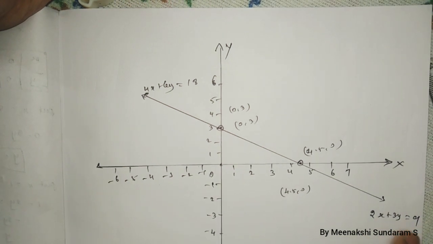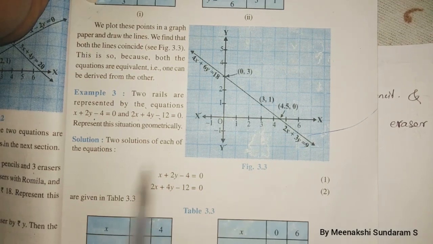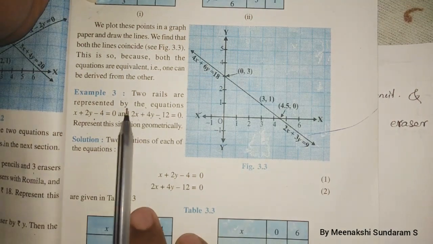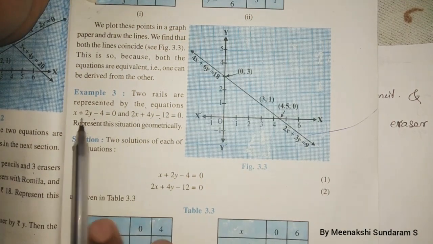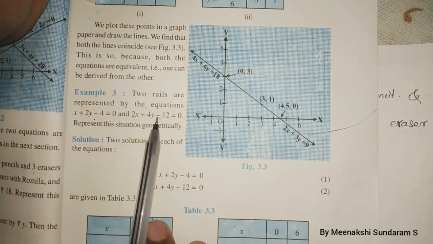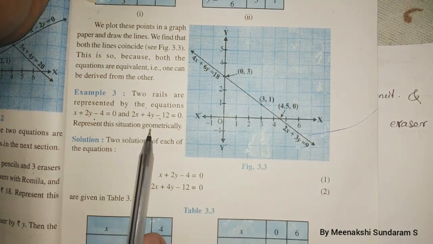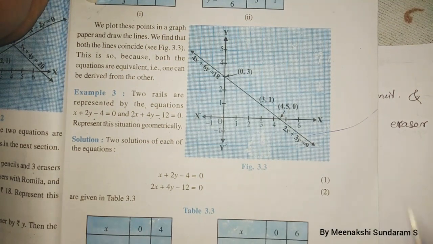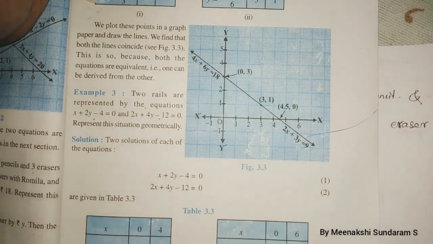Shall we go to the next problem? Next problem. In this example 3, two lines are represented by equations. They are already given in algebraic form, right? So we need to represent the situation geometrically. They gave it in algebraic form, and we can represent the situation in a geometrical form.